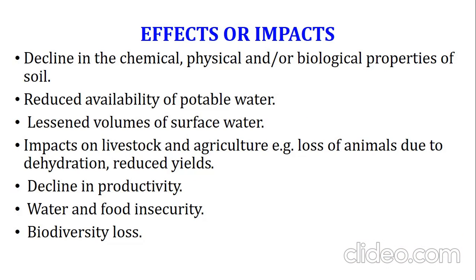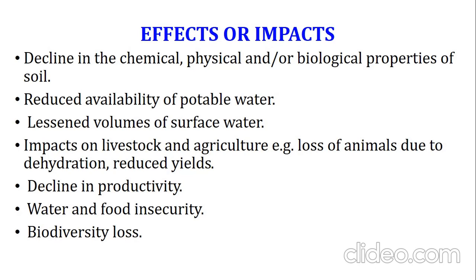What are the effects of all these on land degradation? A decline in the chemical, physical or biological properties of soil. All these factors which we studied before affect the soil. The physical, chemical and biological properties of soil are affected.